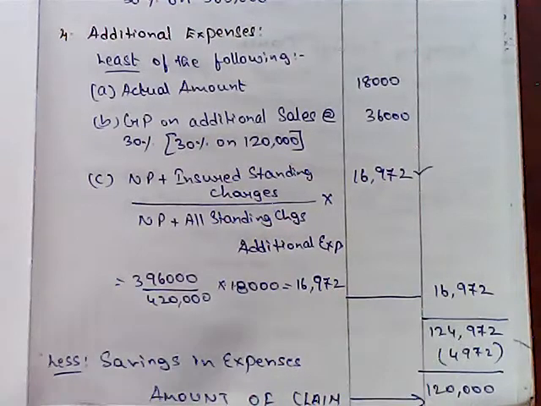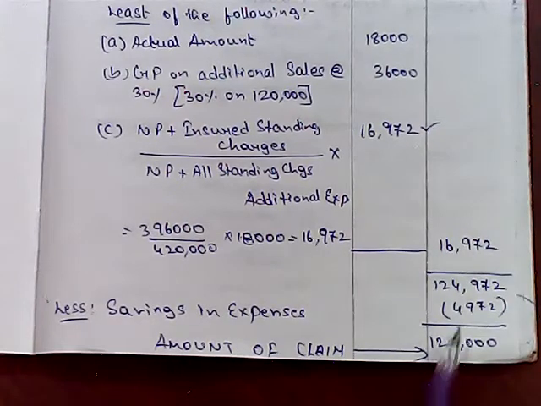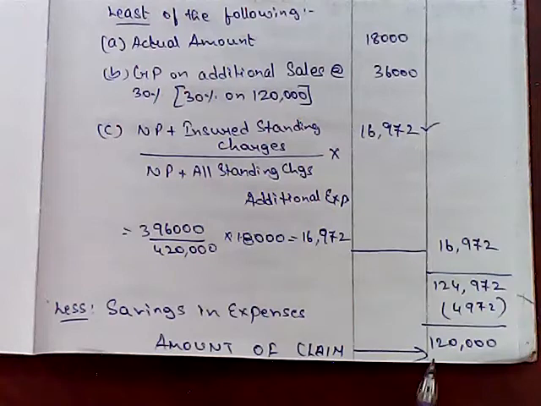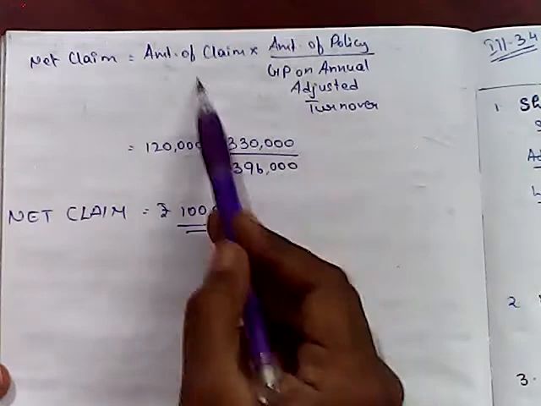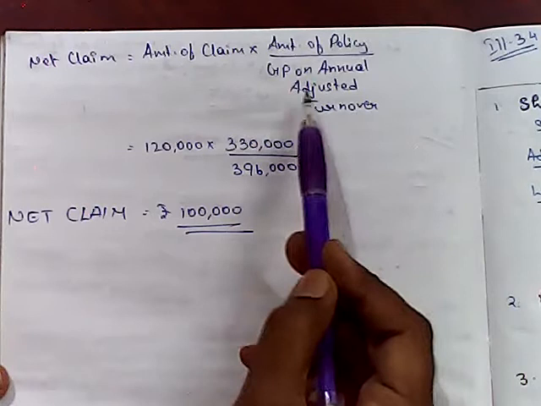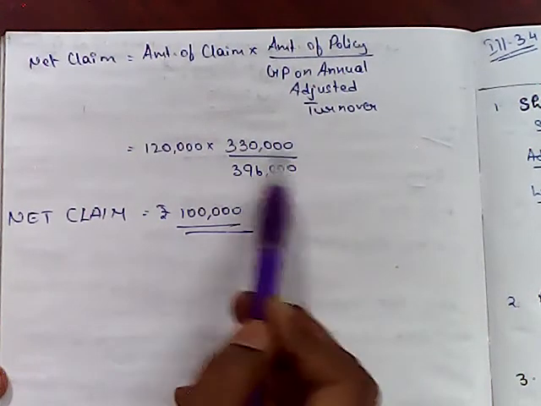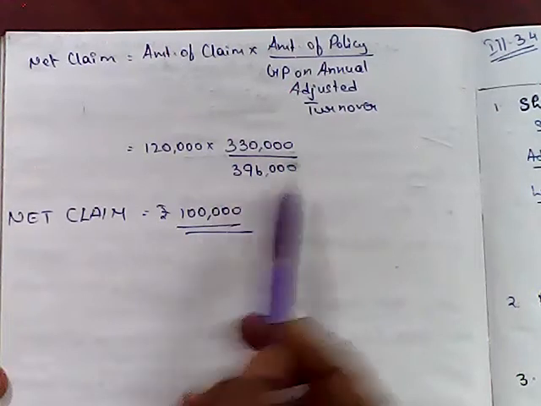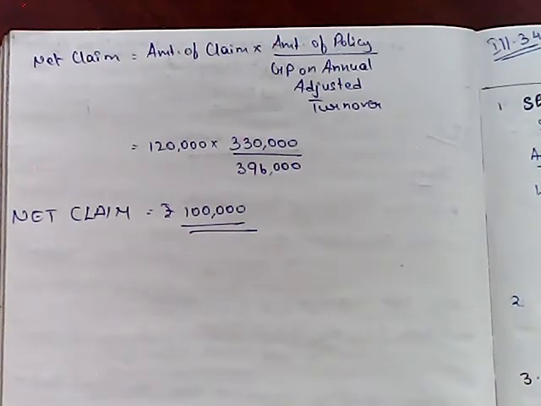So that will come in the outer column. Less saving in expenses, which is 4,972. So the amount of claim is 1,20,000. Okay, so net claim is equal to amount of claim into amount of policy divided by gross profit on annual adjusted turnover, that is 1,20,000 into 3,30,000 divided by 3,96,000. Therefore the net claim is 1 lakh rupees.